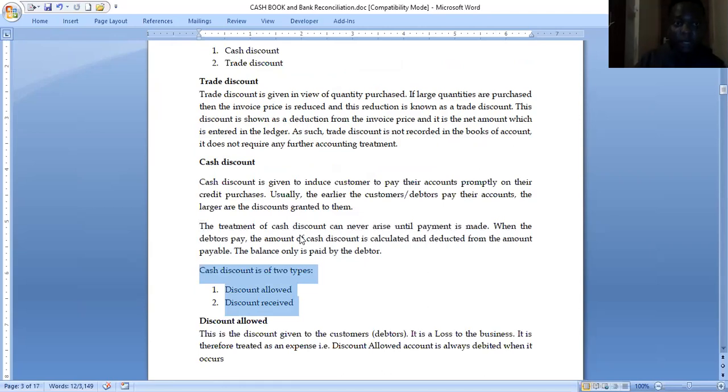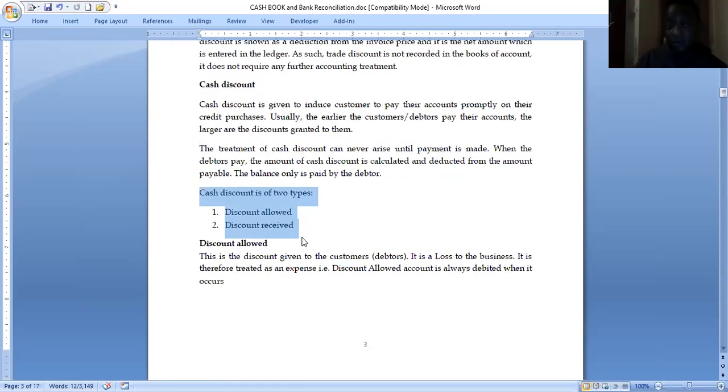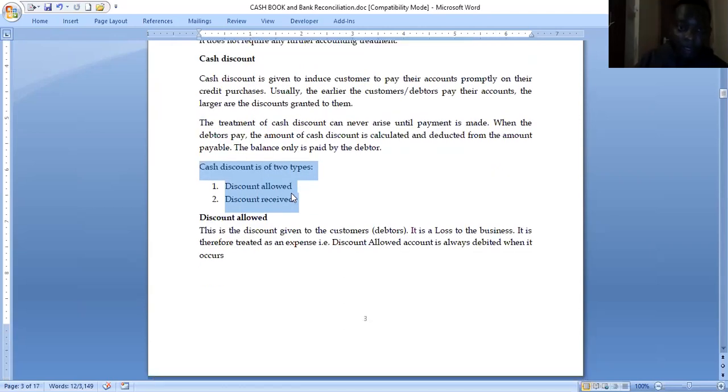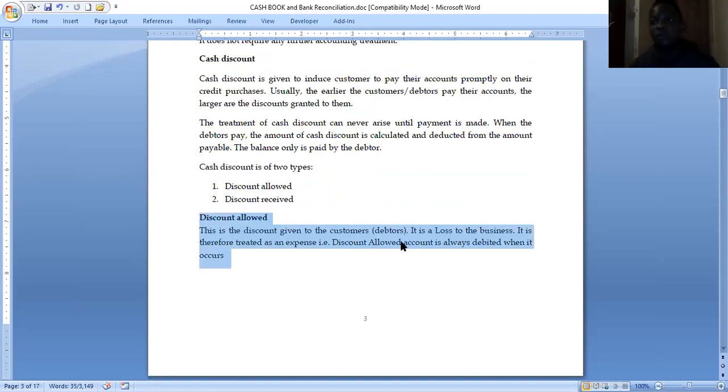So we look now at the two types of cash discounts. Under the cash discounts, we have the discount allowed and the discount received. First, we have the discount allowed. Discount allowed is given to customers of the business, to the debtors, those who had bought from the business on credit basis.